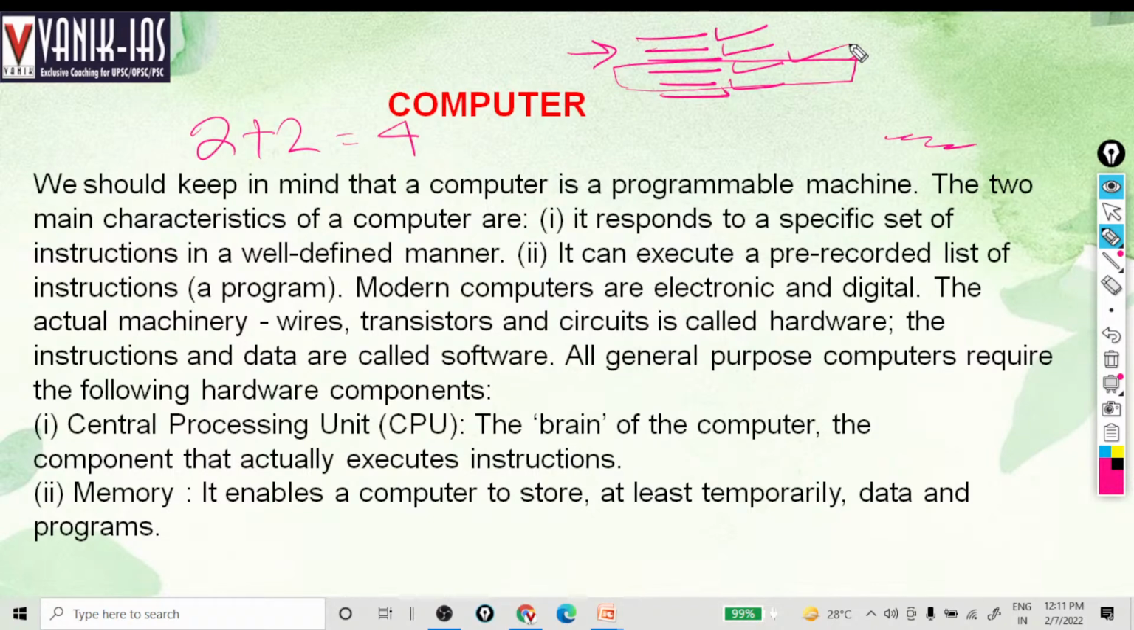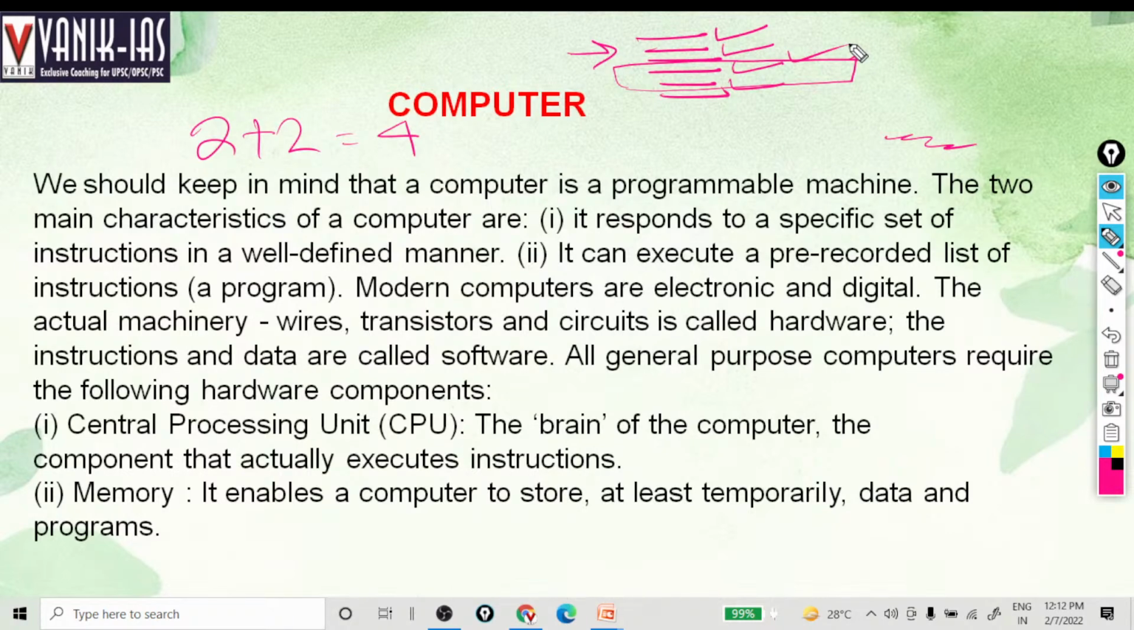So anybody who asks or clicks on such options will get the same result, right? Because that is programmed in the whole computer or software. Okay, so it's a programmable machine.